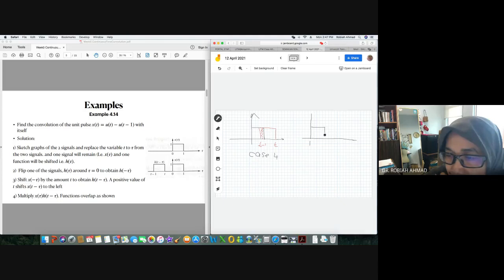This is the X tau, and then this is the H tau. Dia dah tak ada start living. So this is T minus 1 and 0. So this is case number.